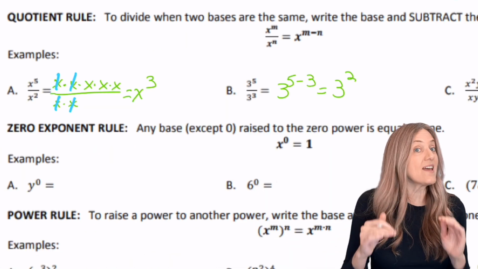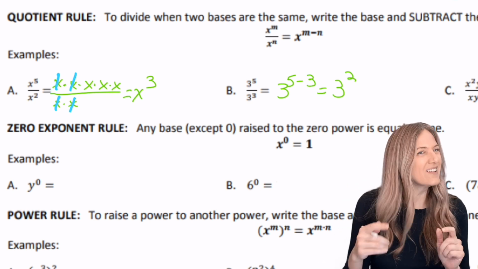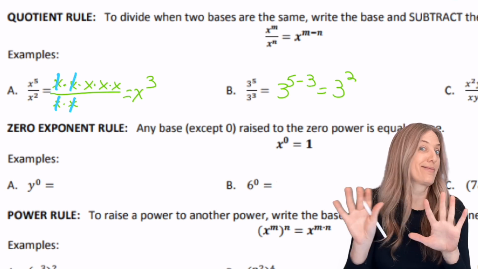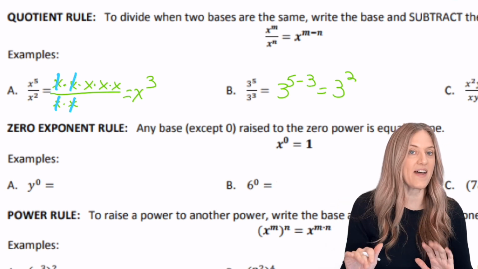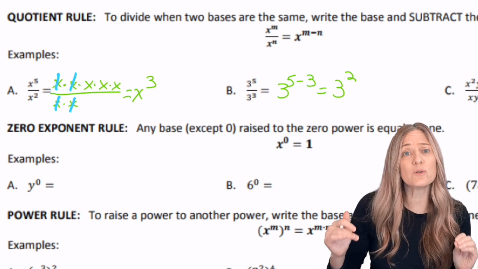Zero exponent rule. Anytime we raise anything to the 0 power, it equals 1. Well, except if we're raising 0 to the 0. That's a whole different story. Let's not worry about that. So if I have 1 million raised to the 0 power, it equals 1.